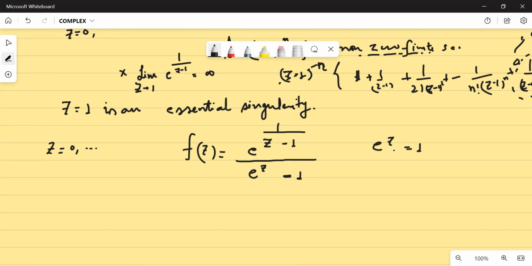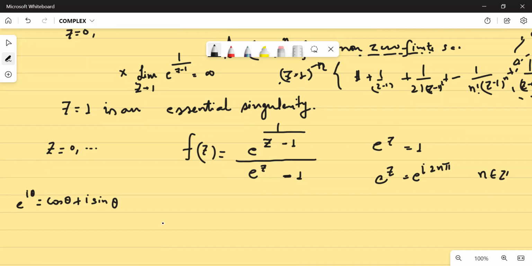So e raised to power z equal to 1 means what? e raised to power z equals 1 means e raised to power z is equal to e raised to power iota 2n pi, where n belongs to the integers. Everybody is clear about it? Does anyone have any problem here? We just use e raised to power iota theta is equal to cos theta plus iota sin theta. You will be able to understand what I'm writing, right? I hope it is clear.